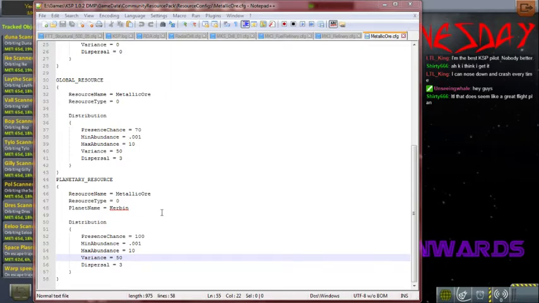So, that's the config for metallic ore within the Community Resource Pack. Let's take a look at another one, see if there's anything that doesn't show up in metallic ore.